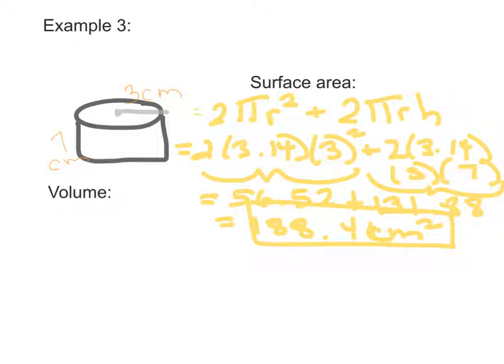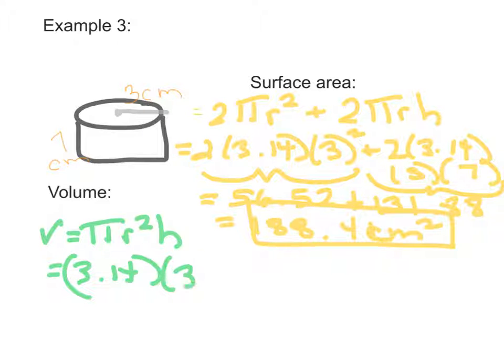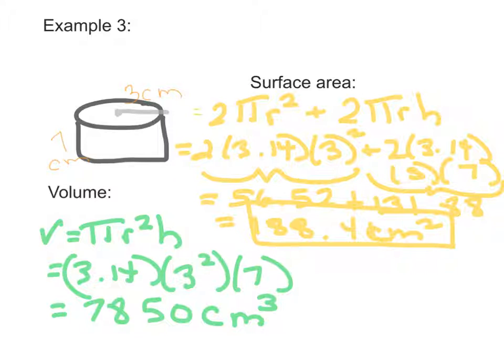Now let's look at the next part. We're asked to solve for volume. Volume equals pi r squared times h. So that's going to give me 3.14 times the radius squared times the height, which is 7. When I multiply all those numbers through, I get 7,850 cubic inches.